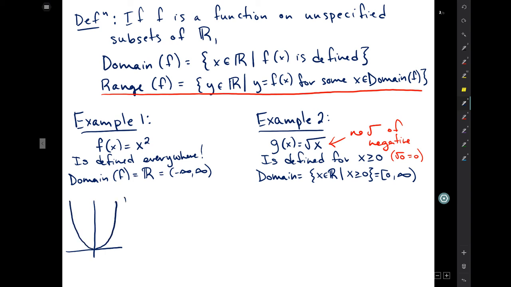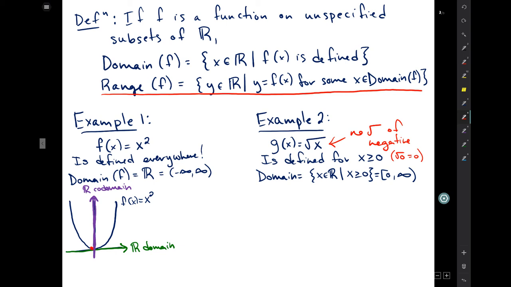So this is the graph of f of x equals x squared. And remember, the domain of this function we decided was all real numbers. So here's my domain. Now the codomain of this function is also all real numbers. That's my target space. I know that I'm mapping into the real numbers, so it's the entire y-axis. But the range is going to be only those y values that I actually get.